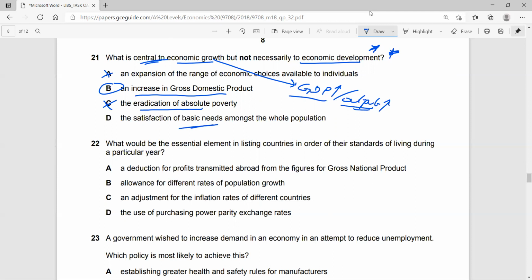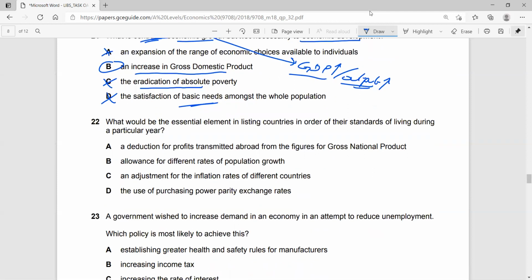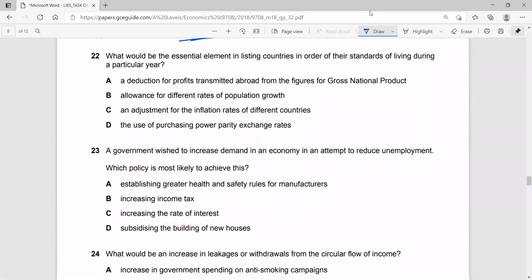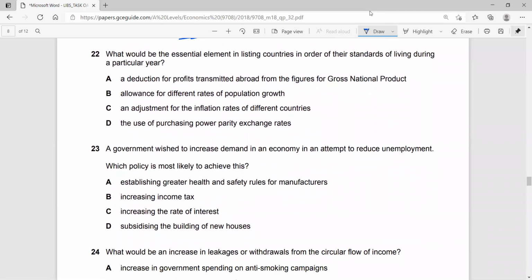And the same logic applies for the satisfaction of basic needs among the whole population. Economic growth doesn't really take distribution of income or income inequality into account at all. What would be the essential element in listing countries in order of their standards of living during a particular year? So we're basically looking at the standards of living, like economic development in a particular year.